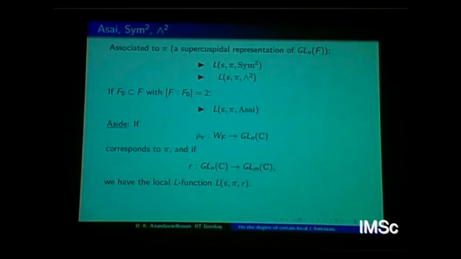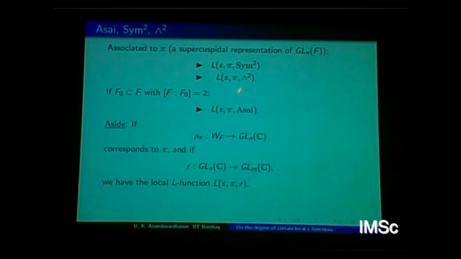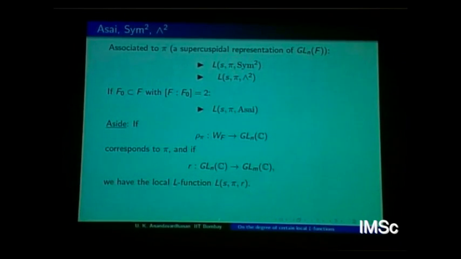The only point I'm trying to make is that very generally you have L functions of the shape L_S(s, pi, R), with a complex variable s, pi the starting supercuspidal representation, and R some representation of GL_m(C). And what are we interested in? All these will be 1 over a polynomial, and we are interested in finding the degree of that polynomial in all these situations.